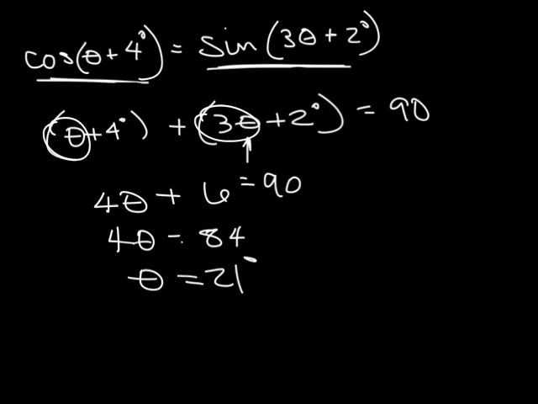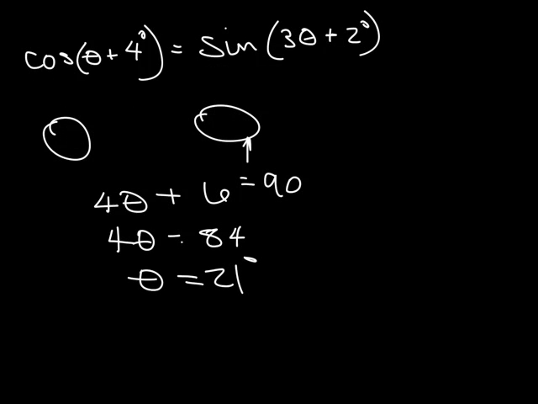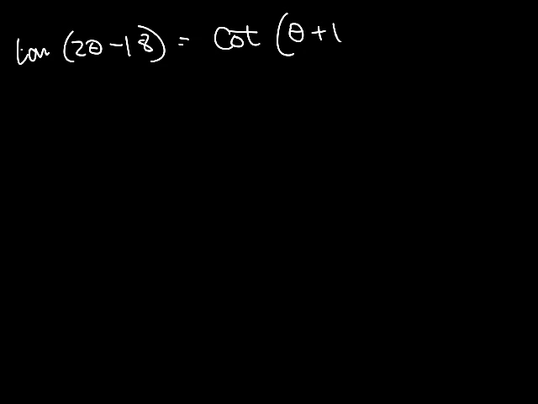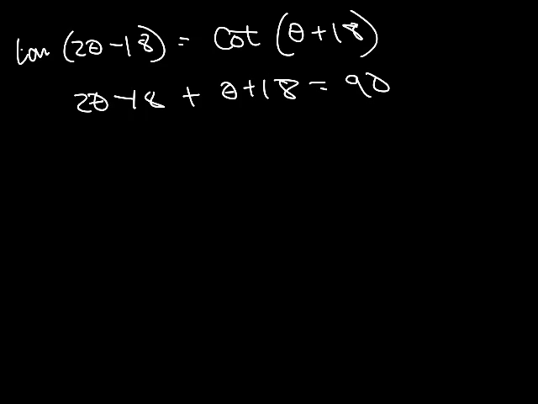Okay? If you look at part B of this one, we've got the tangent of 2 theta minus 18, and we're saying that equals cotangent, which is its cofunction, theta plus 18. Because that's true, we can just say that this plus this equals 90. We solve for theta, we get 30, life is good.